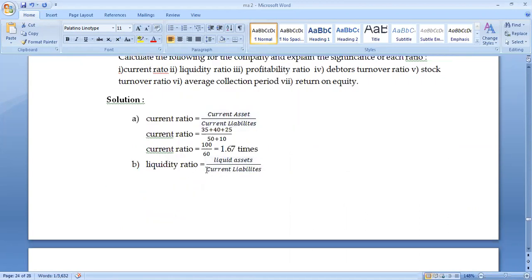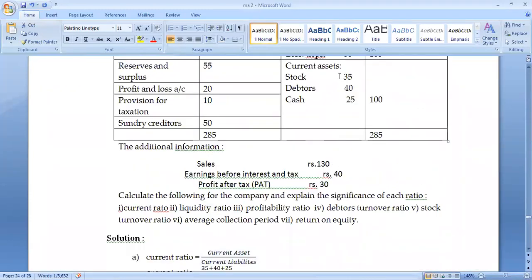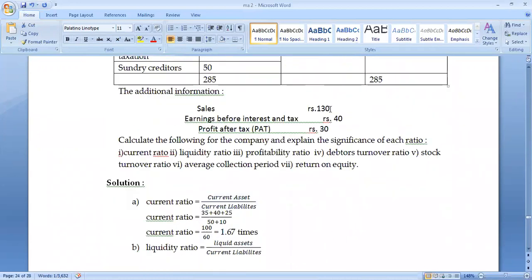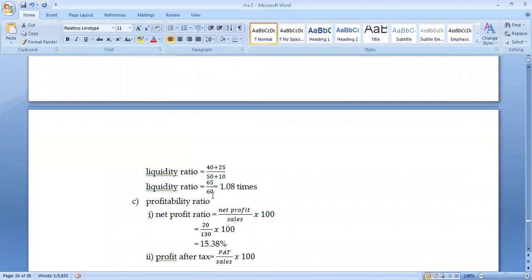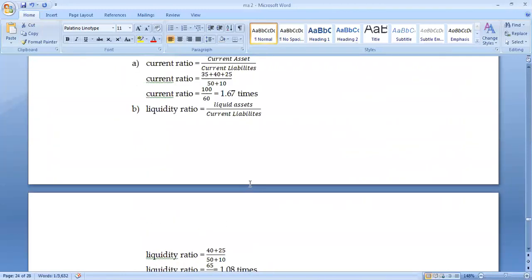How to compute the liquidity ratio? Liquid assets will be considered. What actually is liquid assets? Liquid assets consider all current assets except the prepaid expenses and except the stock. So do not consider the stock information. Stock is 35, do not consider that. Consider only debtors and the cash information. Considering that, you will get a value of 65. Divided by 60, you will get around 1.08 times. It can be indicated as times, or it can be indicated as a ratio. If you indicate it as a ratio, always remember it is quoted as 1.67 is to 1.